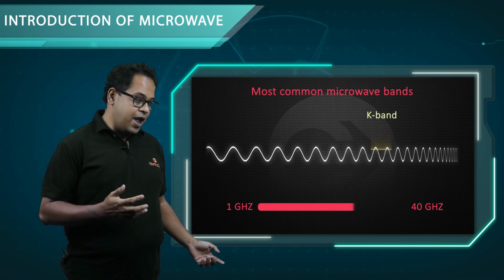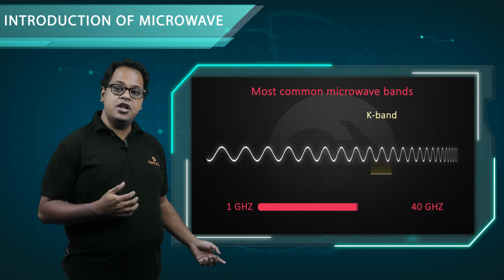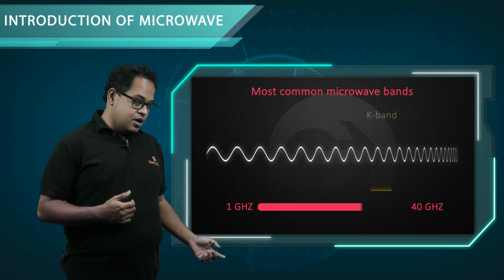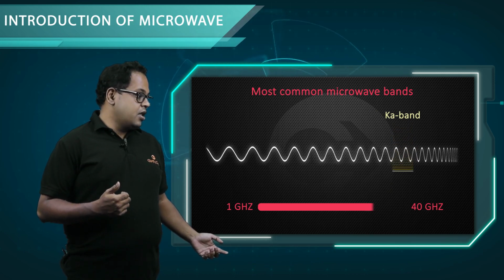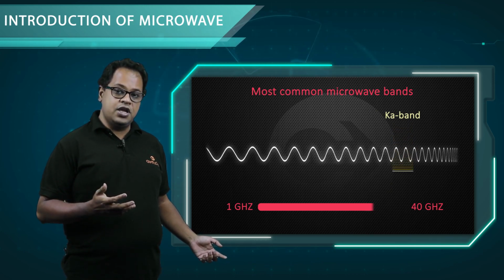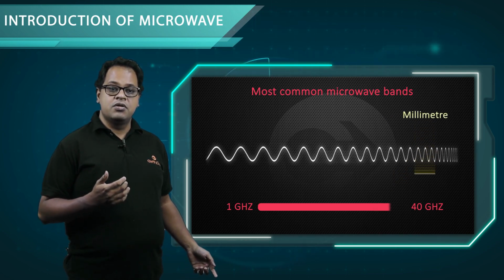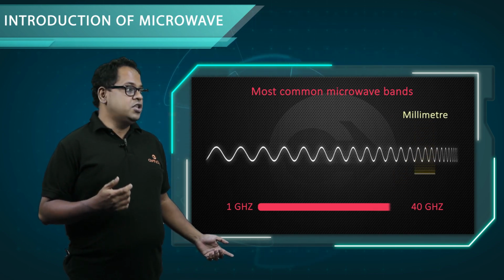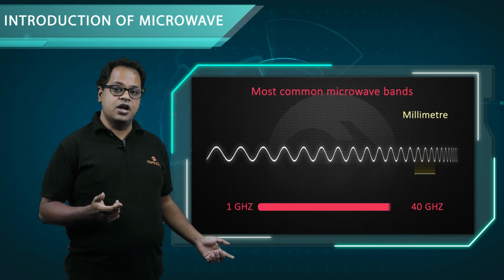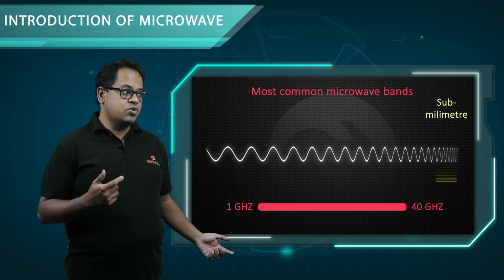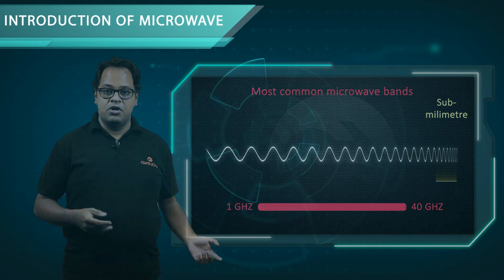Then K band, which is 18 to 27 GHz. Then Ka band, which is 27 to 40 GHz. Next one, millimeter range frequency, which is 40 to 300 GHz. Last one is sub-millimeter range, which is 300 GHz and above.